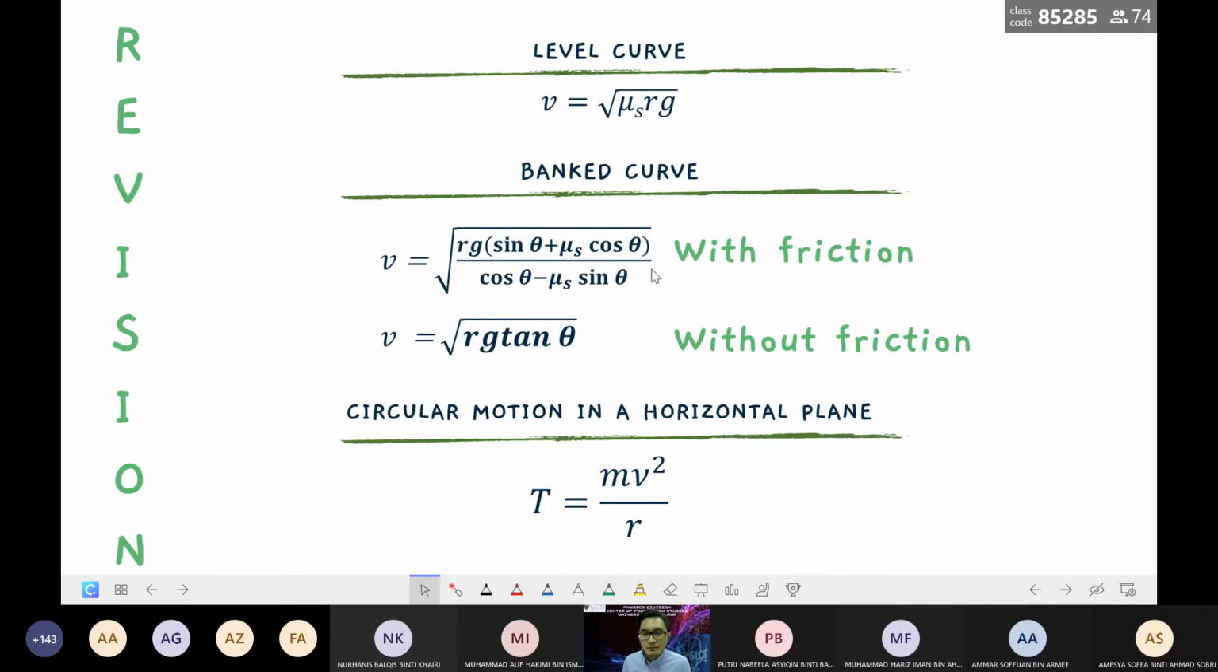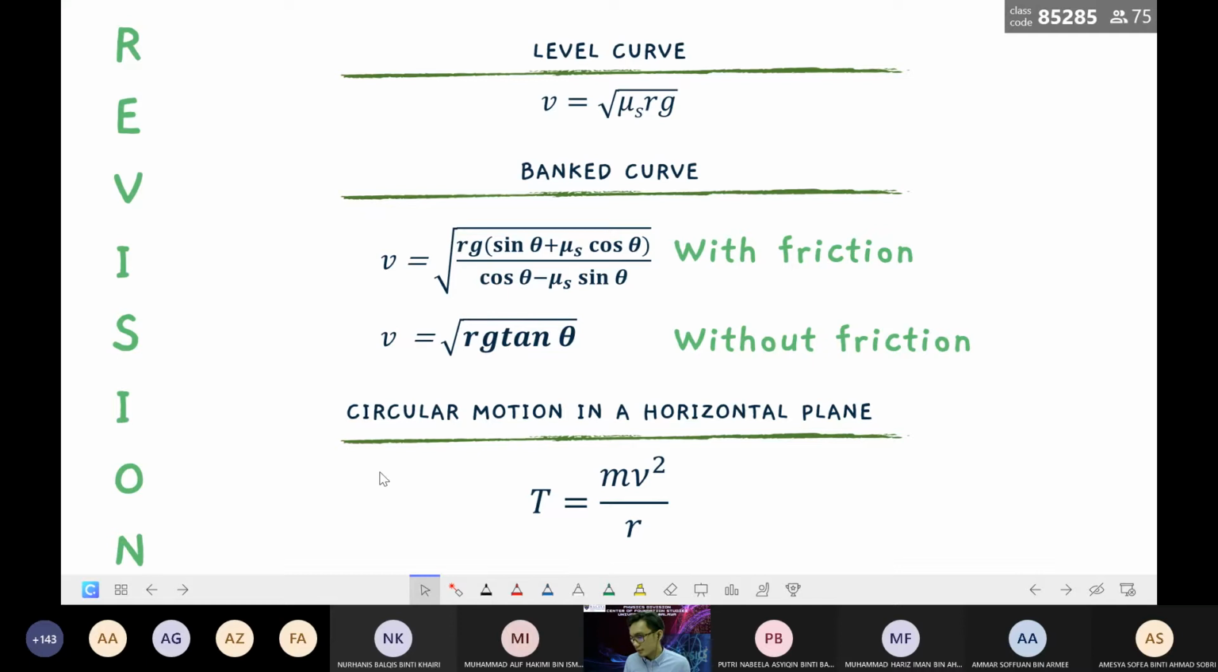Okay, antara level and bank curve, which one yang boleh hold a better velocity, a greater velocity? Level curve or bank curve? Bank curve. Correct. Okay, jadi siapa yang tak tahu, read again kita punya last part lecture tu, you boleh derive balik with this both equation and you masukkan the information dan kita boleh tahu yang the velocity in the bank curve boleh pegang velocity yang lebih tinggi compared to our level curve.